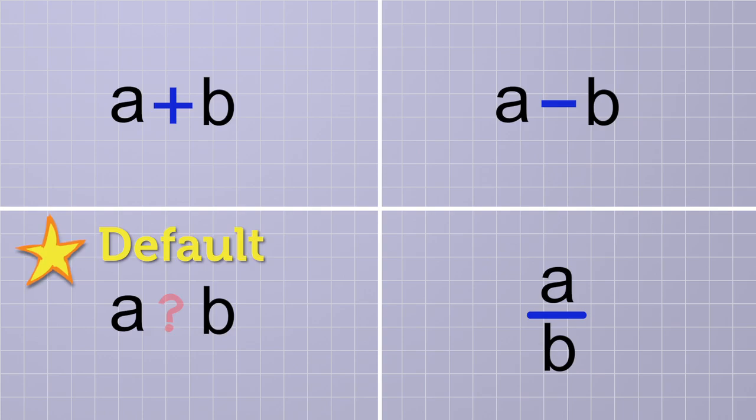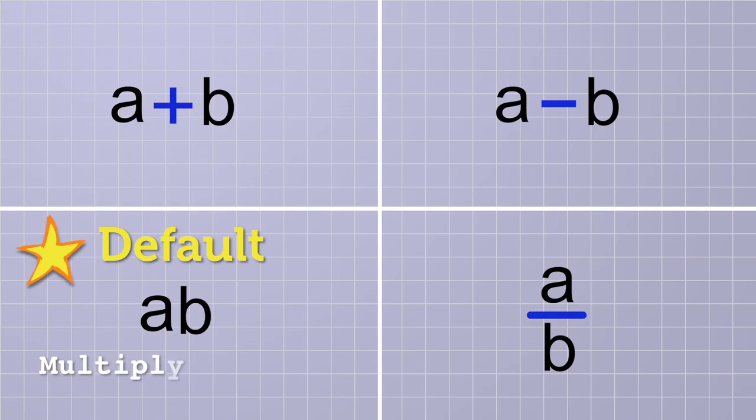That means if no other arithmetic operation is shown between two symbols, then you can just assume that they're being multiplied. The multiplication is implied. For example, instead of writing a times b, you can leave out the times symbol and just write ab. Since no operation is shown between these two symbols, you know that you're supposed to multiply a and b. Of course, you can't actually multiply a and b until you figure out what numbers they stand for.